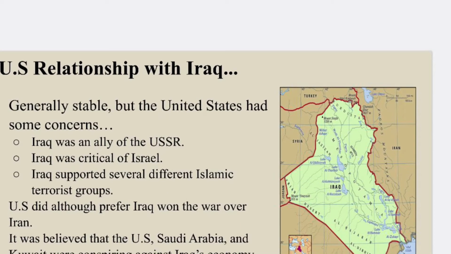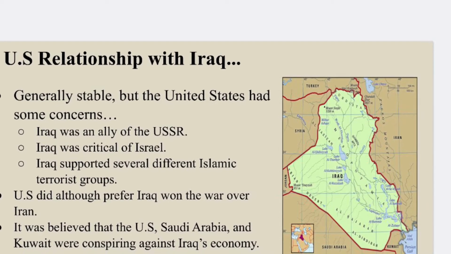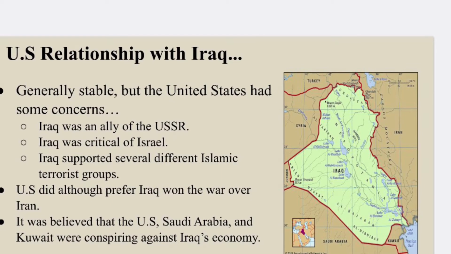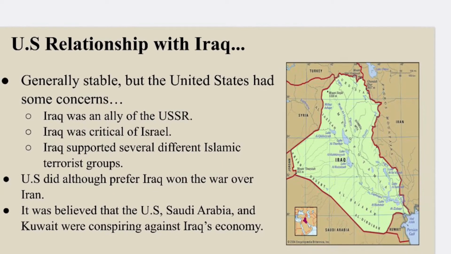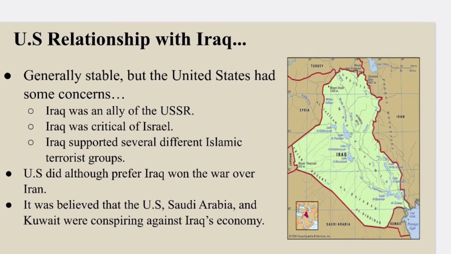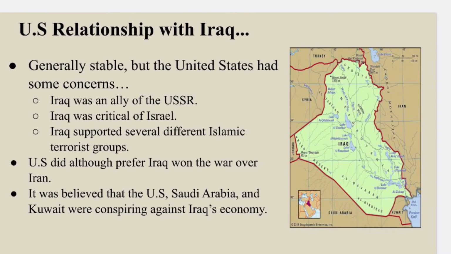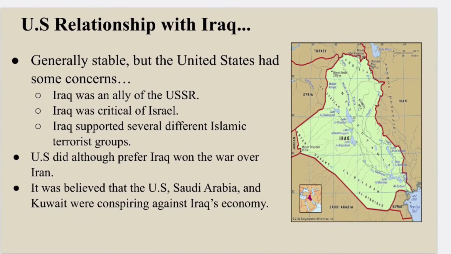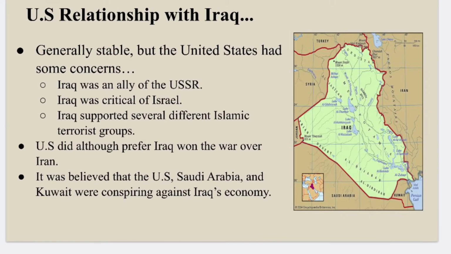To start off, the U.S. relationship with Iraq was generally stable, but the United States had some concerns. Iraq was an ally of the USSR. Iraq was critical of Israel. Iraq supported several different Islamic terrorist groups. The U.S. did, although, prefer Iraq won the war over Iran. It was believed that the U.S., Saudi Arabia, and Kuwait were conspiring against Iraq's economy.